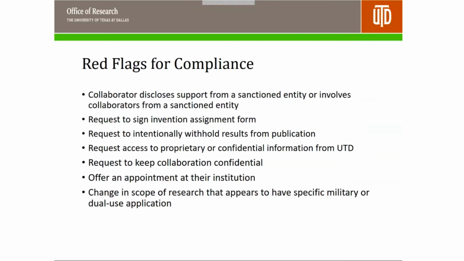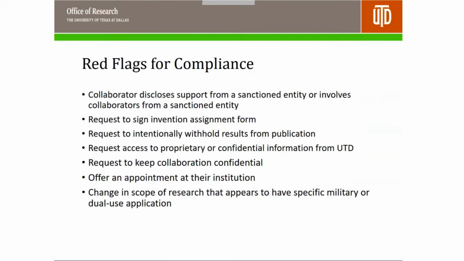Another request would be if the scope of the project changes in the course of the project in a way that at the outset you didn't design it to have a specific military or dual use application, but it changes direction and goes that way. Or if, at the beginning of the project, there weren't any requests from your collaborator to have access to proprietary or confidential information from UTD, but in the course of the project that changes, that would definitely be a red flag to come to the research office. It may not be a problem in and of itself, but make sure you have an agreement and you're sharing that information appropriately.